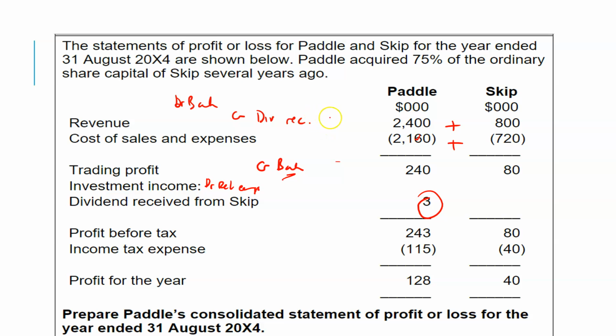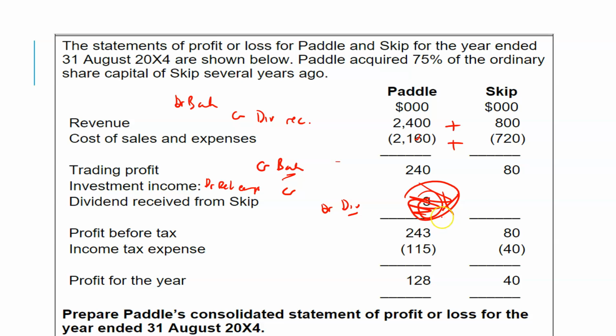All we need to know is that you would technically now debit this dividend and credit retained earnings of the individual subsidiary, which is Skip, in the statement of changes in equity over there. But the key point here is this has to come out. So we ignore that. Paddle cannot show any of this sort of income. It must all be only third party related income.